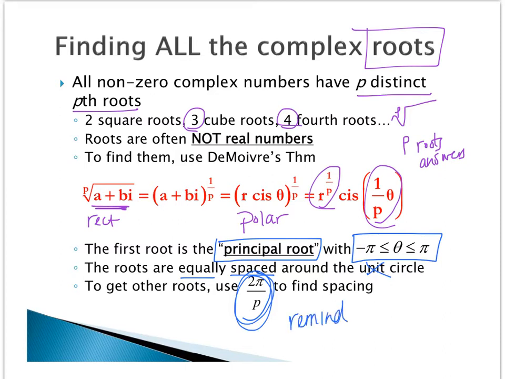And this should remind you of how we did our rose graphs. Recall with our rose graphs, we would find the location of the first petal, and then we would do 2 pi divided by the number of petals to find the spacing. This is the same idea. We do DeMoivre's theorem to get the first root, and then we do 2 pi divided by p to find the subsequent angles for the next roots. All of the roots are going to have the same r, so the only thing that changes is the actual angle. Let's write that down.